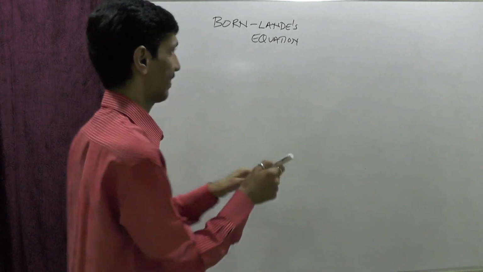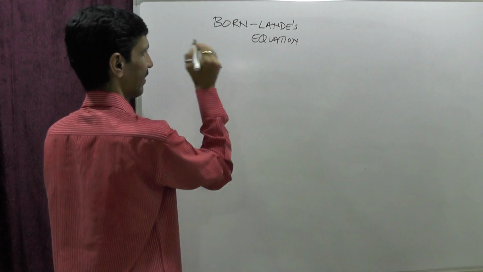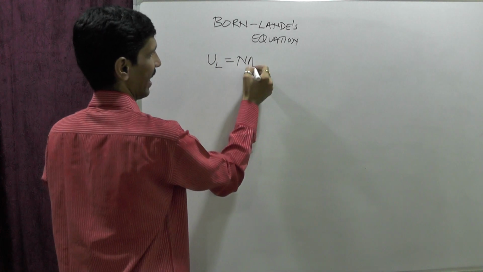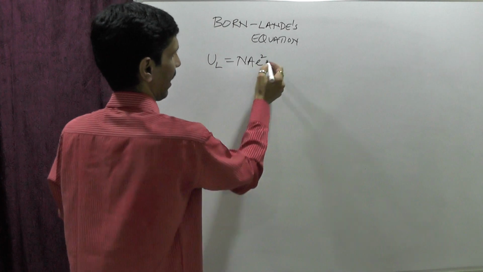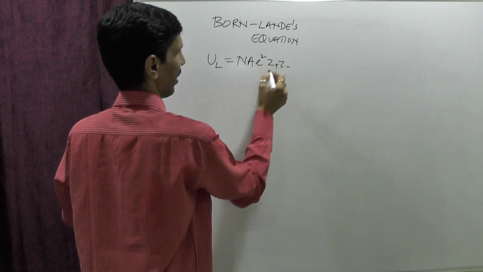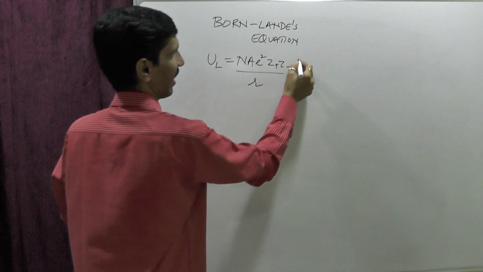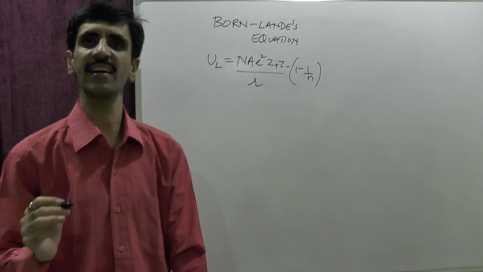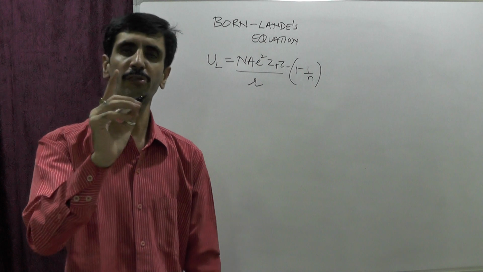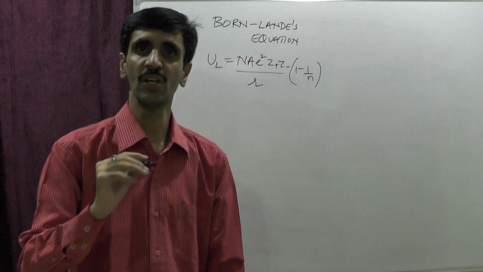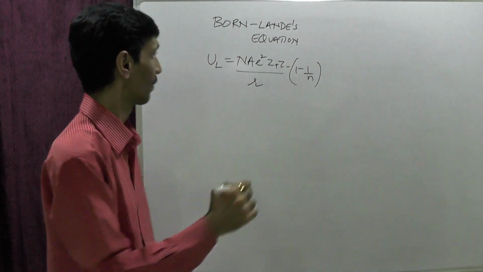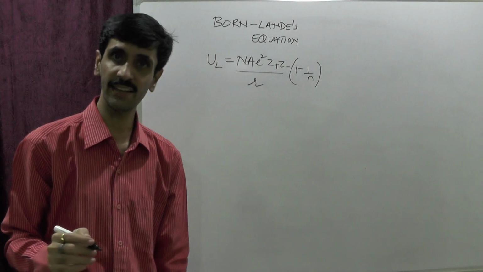That equation says the lattice energy, which is going to be denoted as U_L, is equal to N_A A e squared Z plus Z minus upon r into 1 minus 1 upon n. This is the simplified form of the Born-Landé equation to determine what? Oh yes, it's the lattice energy. Now I'll explain the terms which are involved in this.